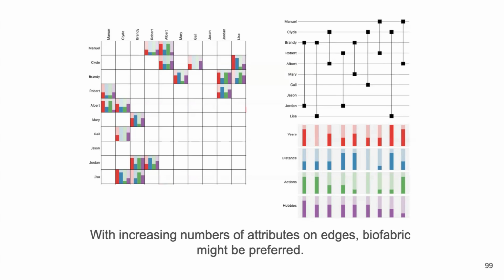So we ran a user experiment to test what the preferences would be in reading a growing amount of attributes. Turns out that because of familiarity, people are a bit better at reading adjacency matrices instead of biofabric style visualizations. But the more attributes you have, the more the preference goes towards biofabric.